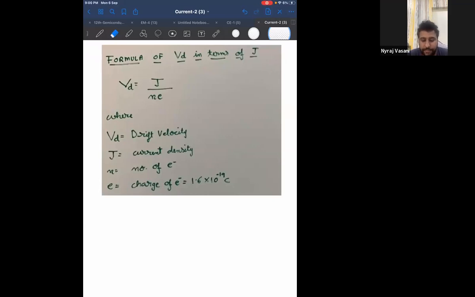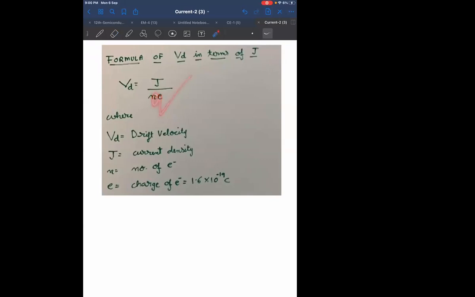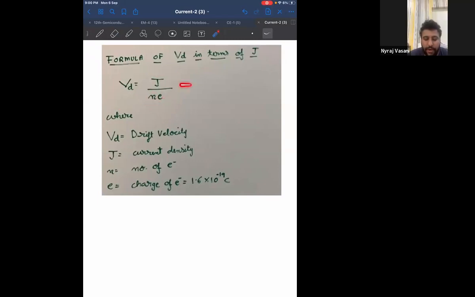Tell me what n e is. Do you know this? So the formula for drift velocity is J by n e, or can I write it as I by A n e, because J is equal to I by A. Therefore, the same formula can be written as I by A n e. Make a note of the formula for drift velocity v_d in terms of current density.